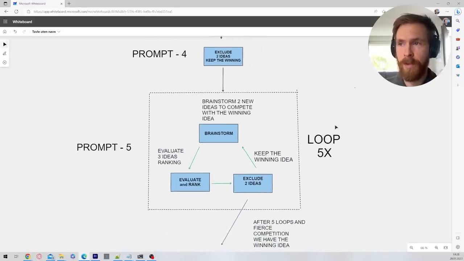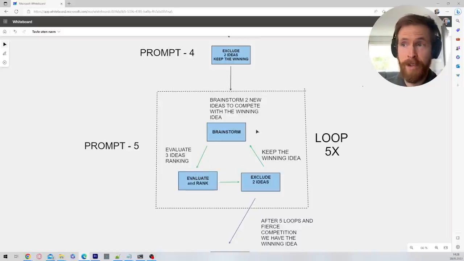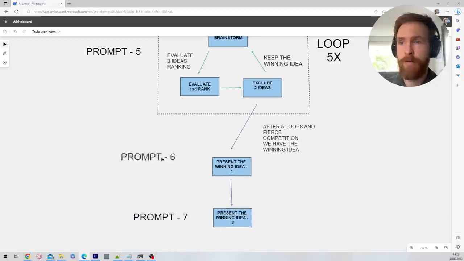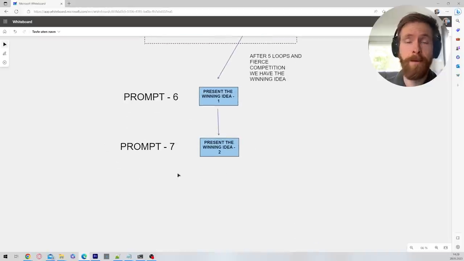And here you can see we go into our loop, brainstorm 2 new ideas to compete with the winning idea. This is the second step. And again, we're gonna evaluate those 3 ideas and rank them. Keep the winning idea, brainstorm 2 new ideas, and of course, we're gonna keep the winning idea again. We're gonna do that 5 times to try to find the absolute best idea. And it's important that every time we cycle through this, that we keep feeding in the problem again. I'm gonna show you that. And after 5 loops and fierce competition, we have a winning idea. This is just gonna go to some refining and we can present the winning idea in prompt 7.